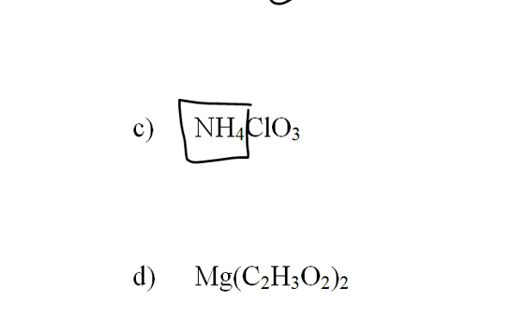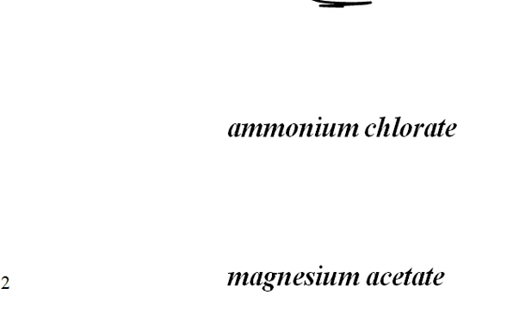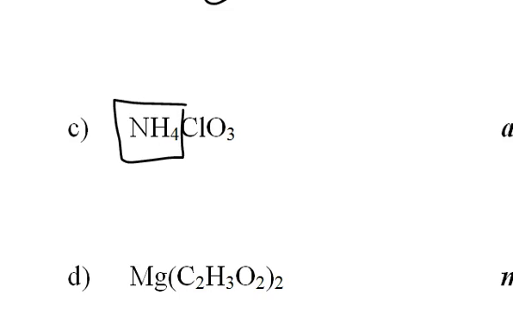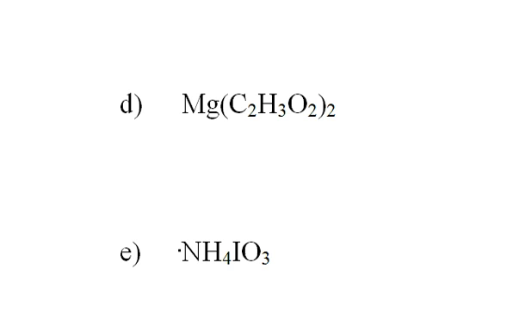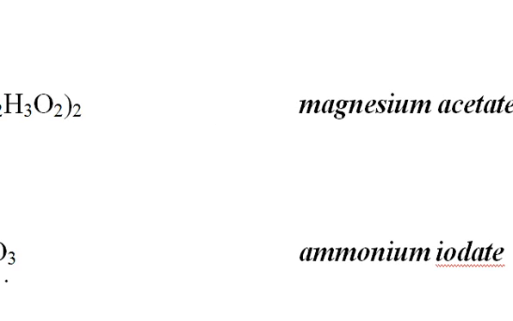So use your parentheses to help you name this. Magnesium, Mg, and then C2H3O2, what is the name of that poly? That's right, it's acetate. So magnesium acetate here. Pretty cool. All right. Again, we have our NH4 in front of us, the IO3, so ammonium iodate.